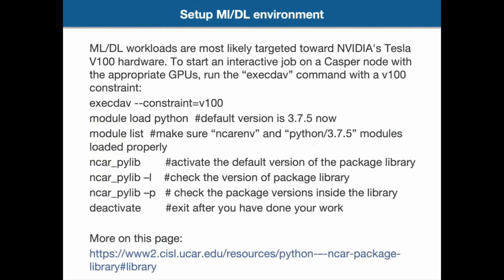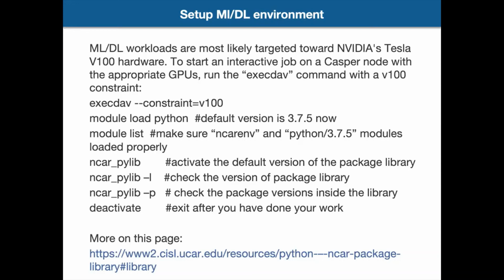And next, we talk about how to set up those environments. The ML/DL workloads are most likely run on the Tesla V100 hardware. So on Casper, when you run the command execcasper, you want to put in the constraint, --constraint equal to V100. After you land on a V100 node, you execute the command module load python. The current default version is 3.7.5. And then you run module list. Make sure you have the ncarenv and the python 3.7.5 modules ready.